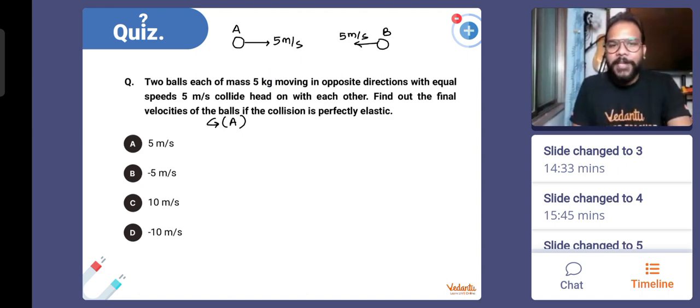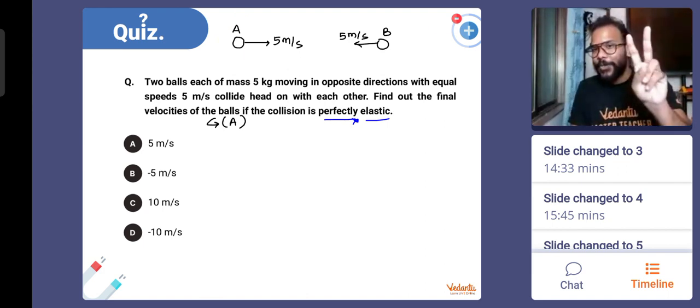Two balls, each of mass 5 kg, moving in opposite direction with equal speeds of 5 meters per second. They collide head on with each other, and you have to find out if their collision is perfectly elastic. What will be the velocity of this ball A? This ball A, which is moving 5 meters per second. After collision, what will be its velocity? Giving you 30 seconds, and the time starts in 3, 2, and 1.